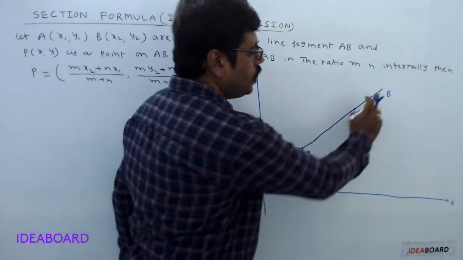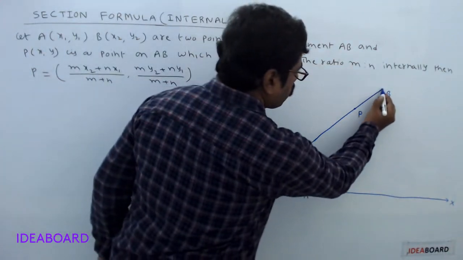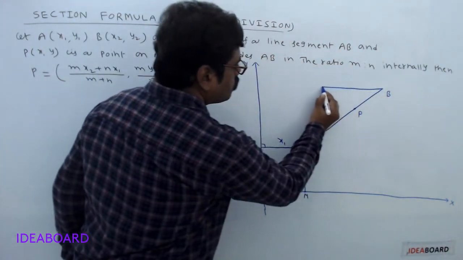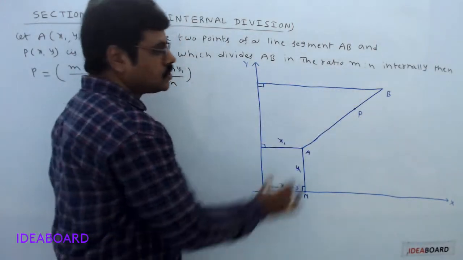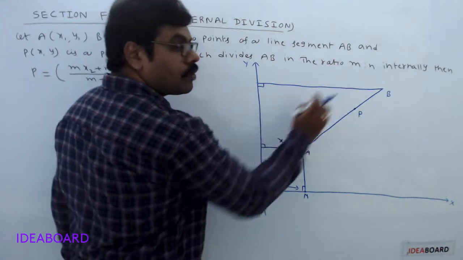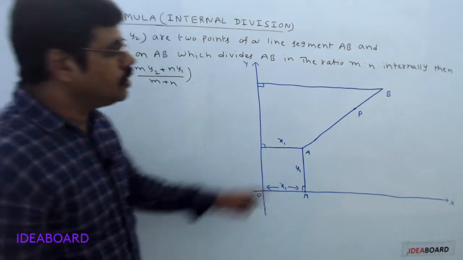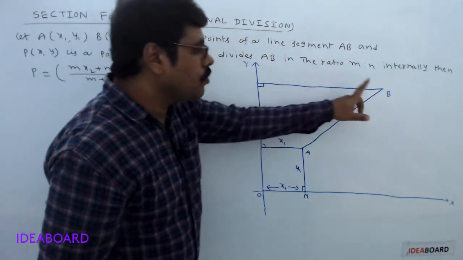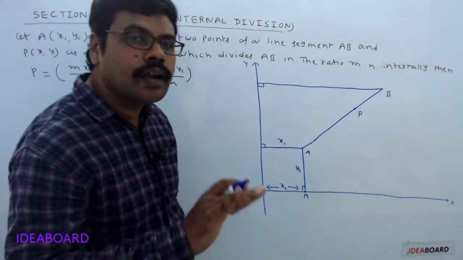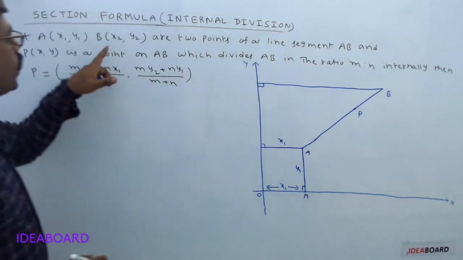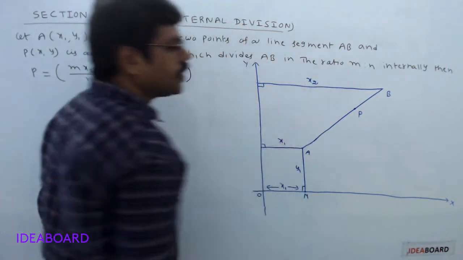Now come to the point B. Draw a perpendicular from the point B onto the y-axis. What is the definition of x coordinate? The perpendicular distance from any point to the y-axis is called the x coordinate of that point. Here, what is the x coordinate of B? x2. So this length is x2.